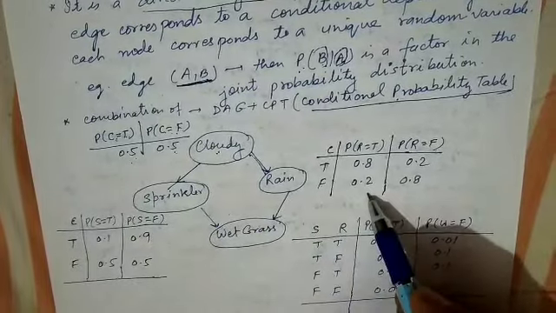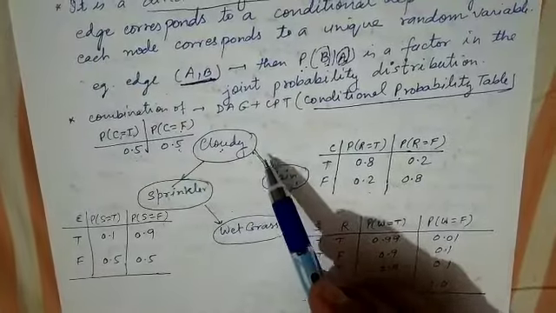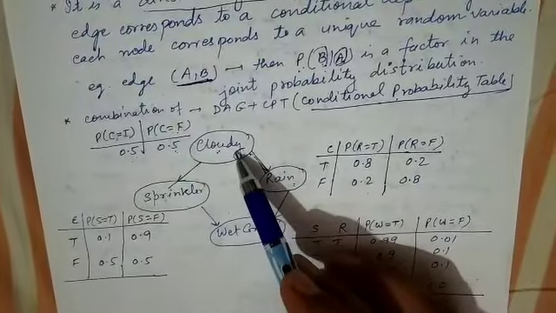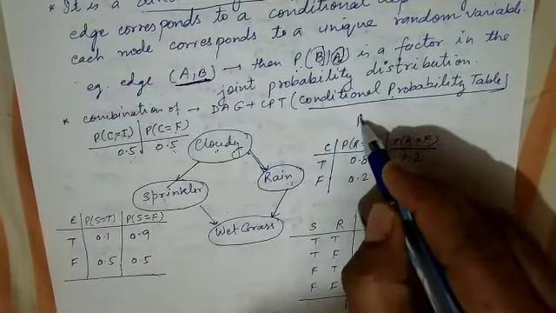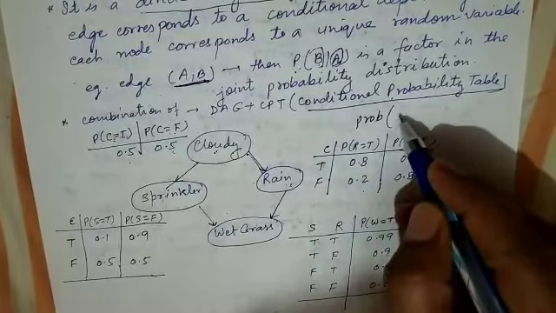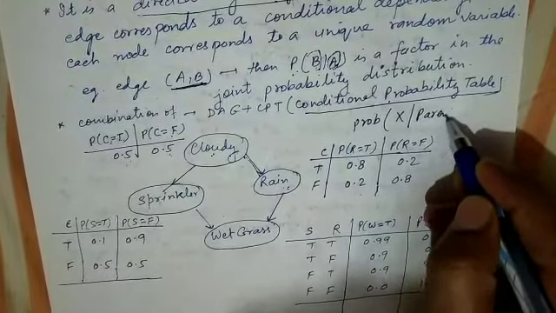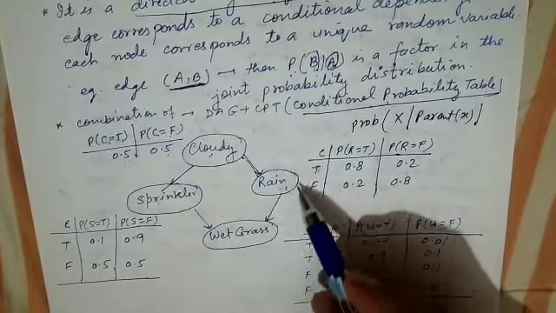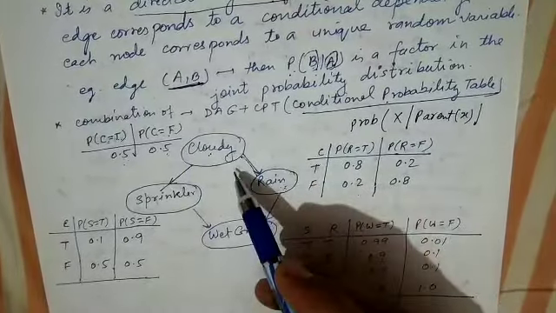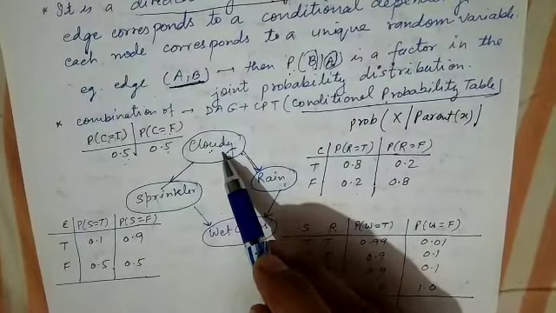Now for this node, rain is a descendant of cloudy. Its parent is cloudy. So in a Bayesian network, we show the probability in the form of the probability of x given the parent of x. Here the probability of rain will be expressed with the condition of its parent, which is cloudy. So this will also be considered here.